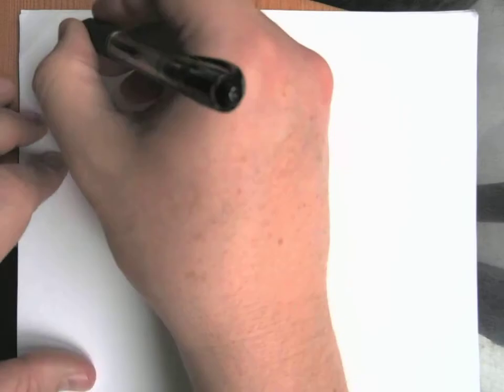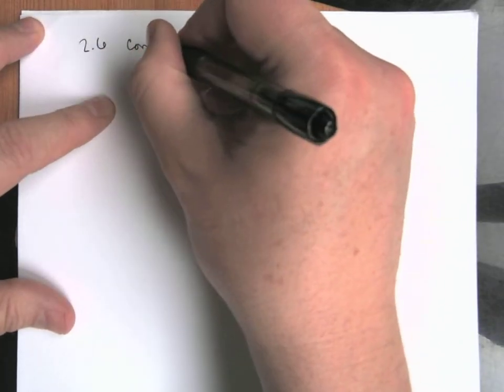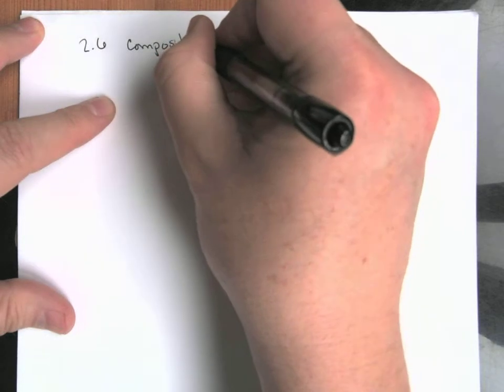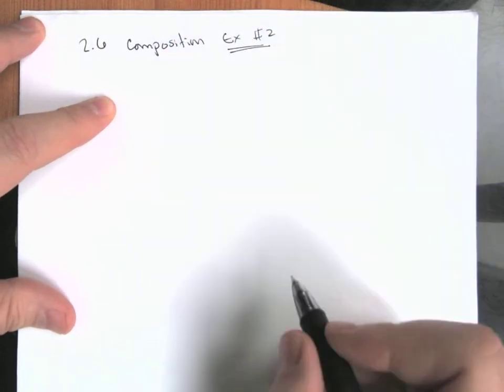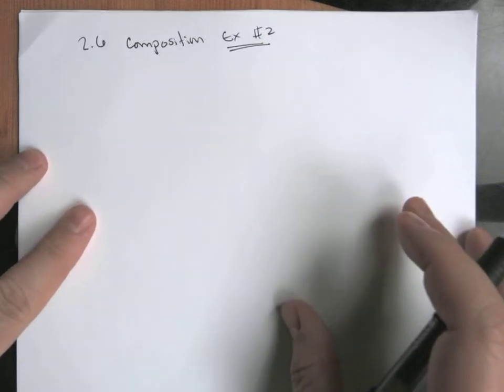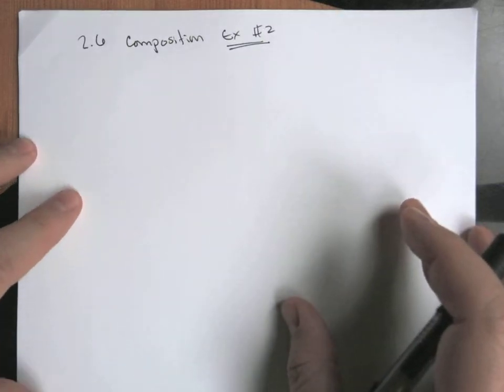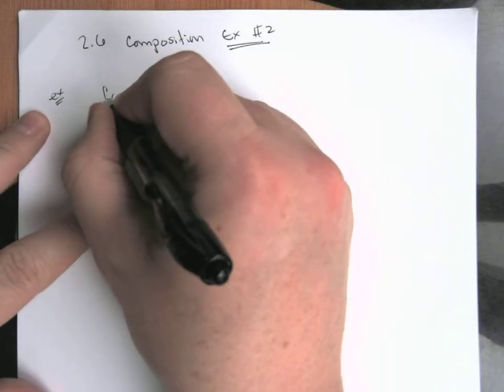So next, let's do another composition example. Right, these can be a little bit more confusing. So let's do composition example number 2. We'll do the same thing. We'll find f of g of x and g of f of x, but we'll do it with 2 different functions. So let's do f of x.